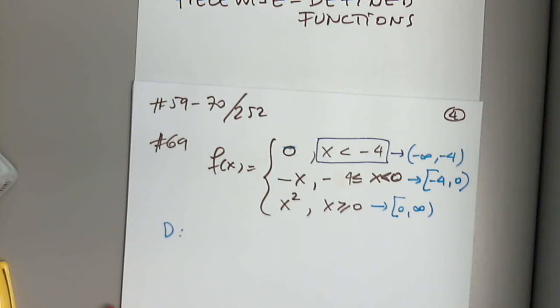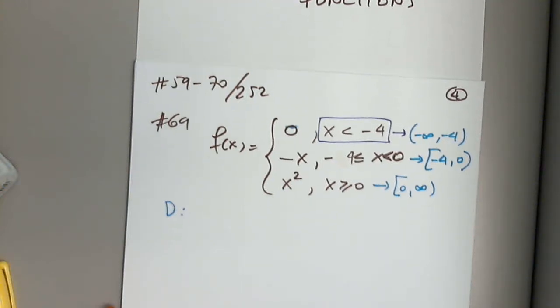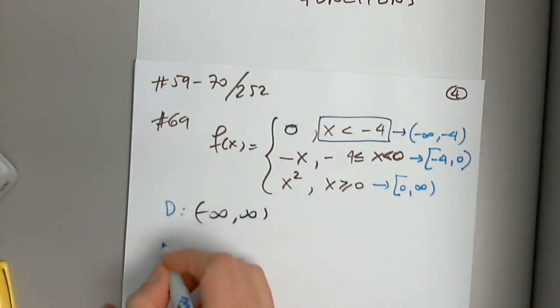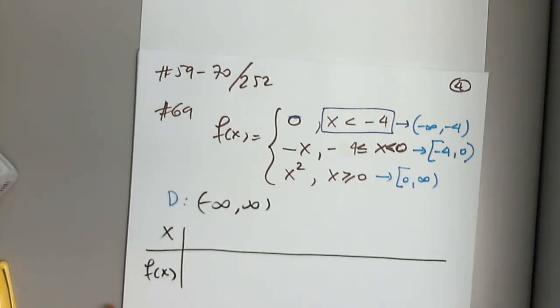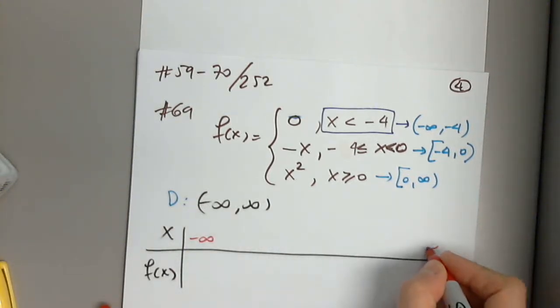Now I need to establish the domain. So let's take a look. I have everything to the left-hand side of -4. I have -4. It's here. I have everything between -4 and 0. Not 0. But I have 0 here. And I have everything between 0 and infinity. Can anyone establish the domain for this function? Negative infinity to positive infinity. Awesome. Thank you very much. That's why I call you my best. Don't tell anyone, don't give them the link to my video. Okay, so I'll write negative infinity to infinity.